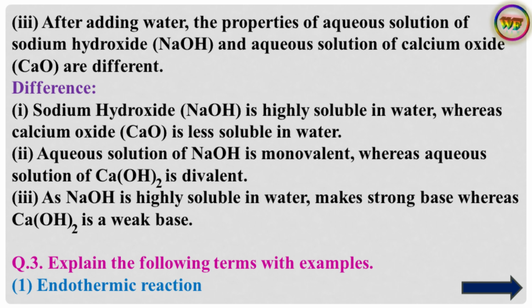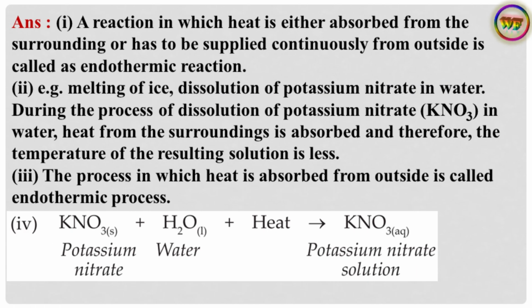Question 3. Explain the following terms with examples. Sub-question 1. Endothermic reaction. Answer. Point 1. A reaction in which heat is either absorbed from the surrounding or has to be supplied continuously from outside is called an endothermic reaction.